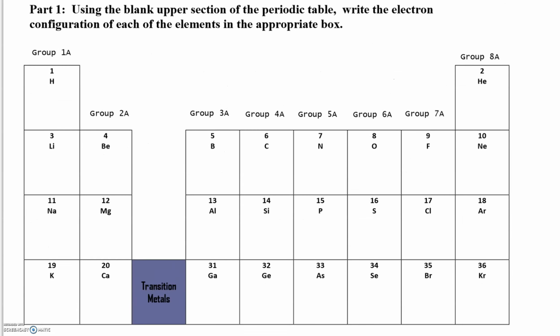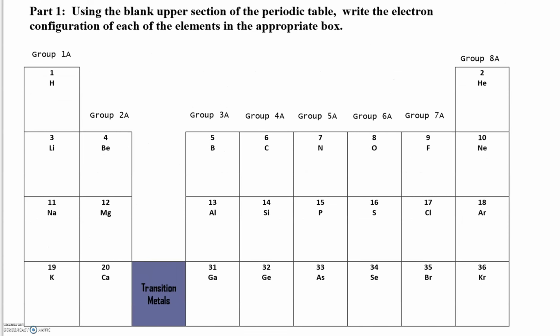And so in part one, it says, using the blank upper section of the periodic table, write the electron configuration of each of the elements in the appropriate place. And so all we're looking for is the ending electron configuration. Noble gas notation is perfectly acceptable. So I happen to know that for hydrogen, the electron configuration is 1s1. And for helium, I happen to know that it's 1s2. This is all that we're looking for.